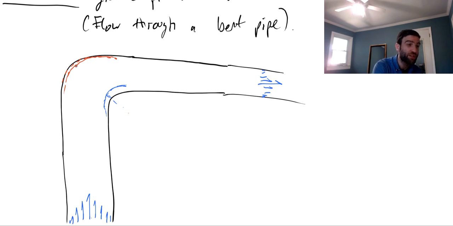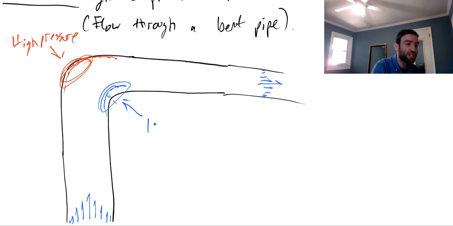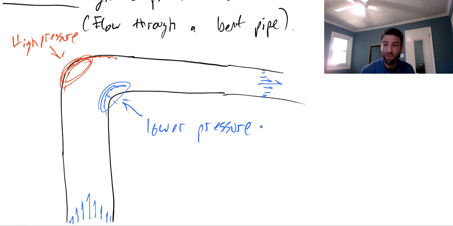So it turns out that you end up with regions of high pressure at the outside of the bend, and relatively lower pressure on the inside of the bend. At the same time, we know that there are these effects where fluids try to accelerate from regions of high pressure to regions of low pressure, right?